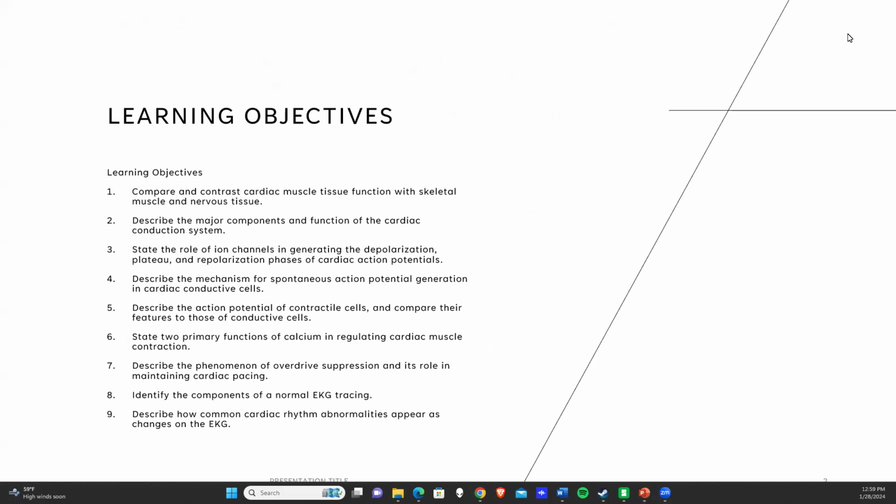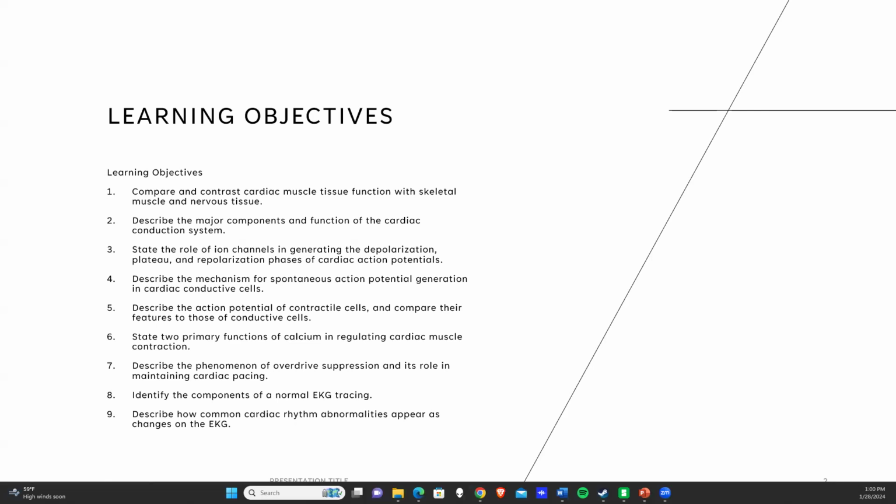So what are we going to learn today? Learning objectives for today are: we're going to compare and contrast the cardiac muscle tissue function with skeletal muscle and nervous tissue. We're going to describe the major components and functions of the cardiac conduction system. State the role of ion channels in generating the depolarization, plateau, and repolarization phases of cardiac action potentials.